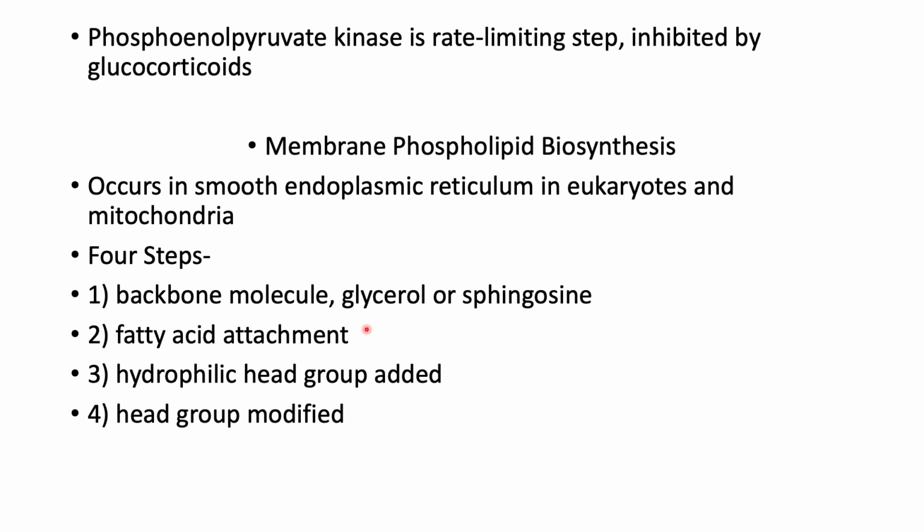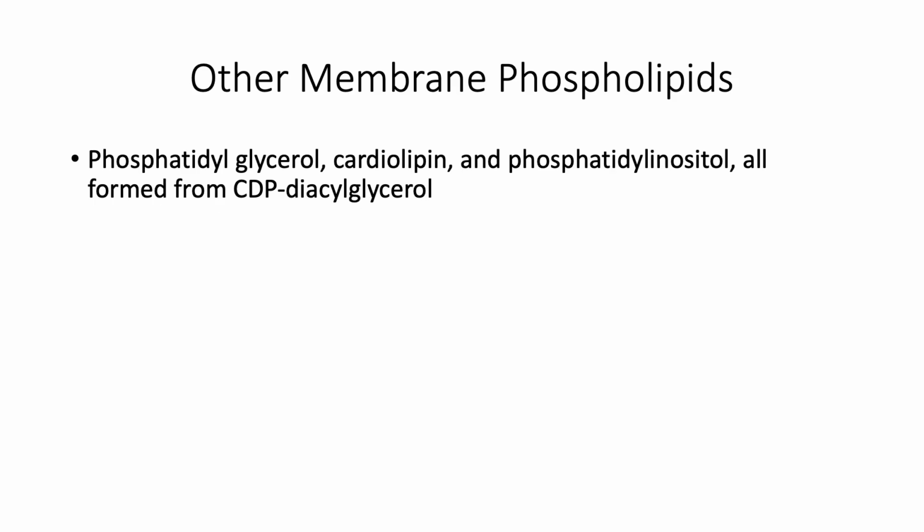Phosphoenolpyruvate carboxykinase is the rate-limiting step. It is inhibited by glucocorticoids. Membrane phospholipid biosynthesis occurs in the smooth endoplasmic reticulum in eukaryotes and mitochondria. There are 4 steps: the backbone molecule, glycerol or sphingosine, fatty acid attachment, a hydrophilic head group added, that would be at the end, and then the head group is modified. The modification of the head group occurs for more specific forms of phospholipids.